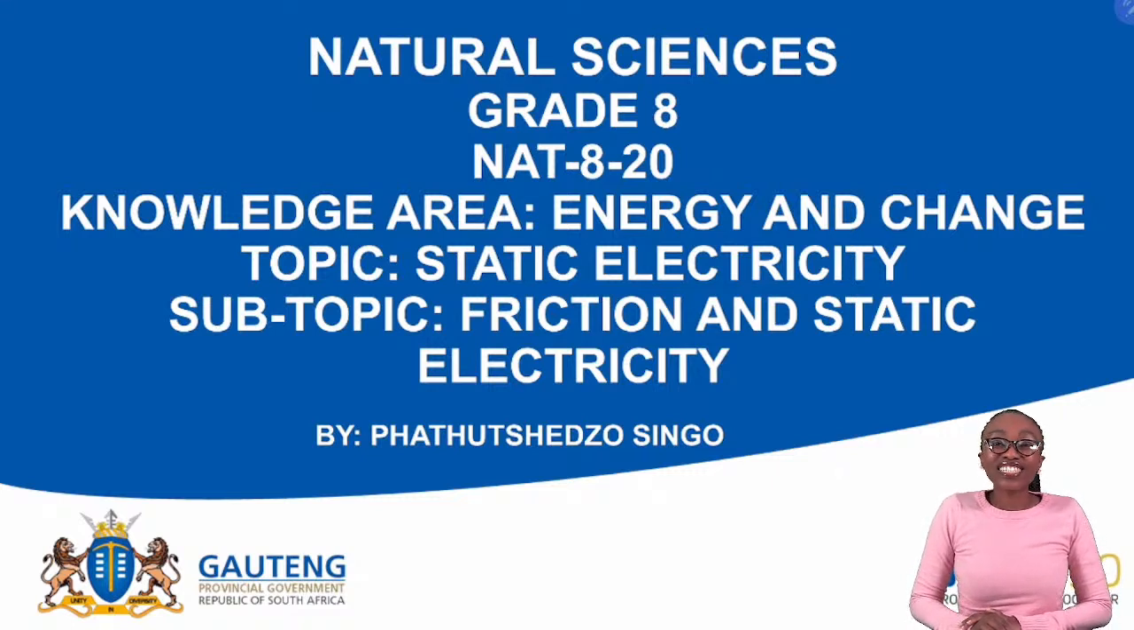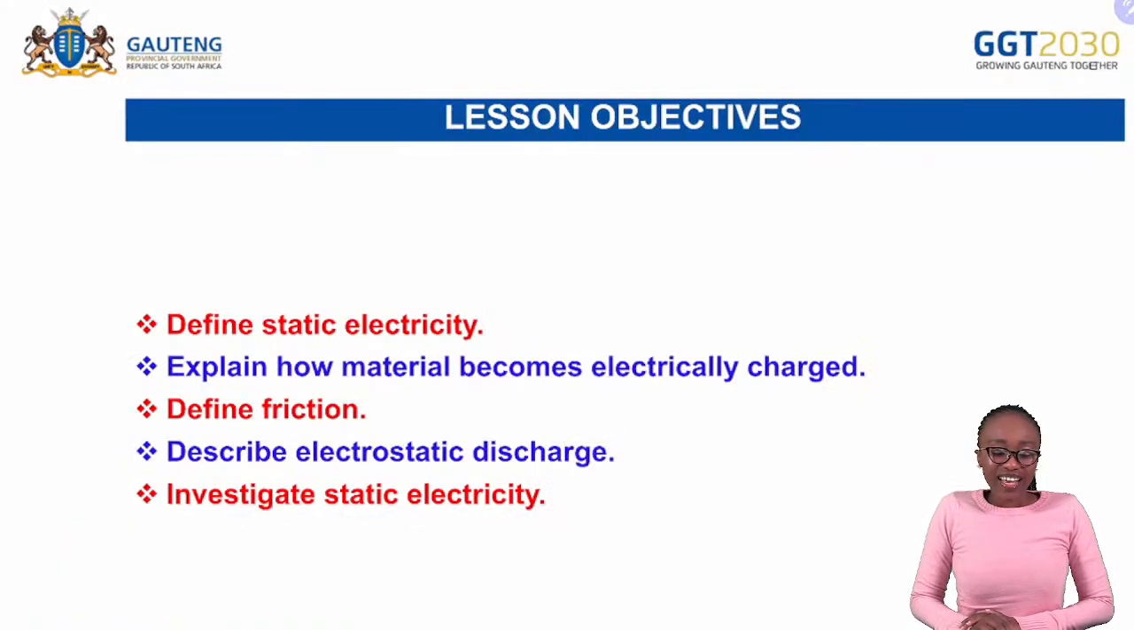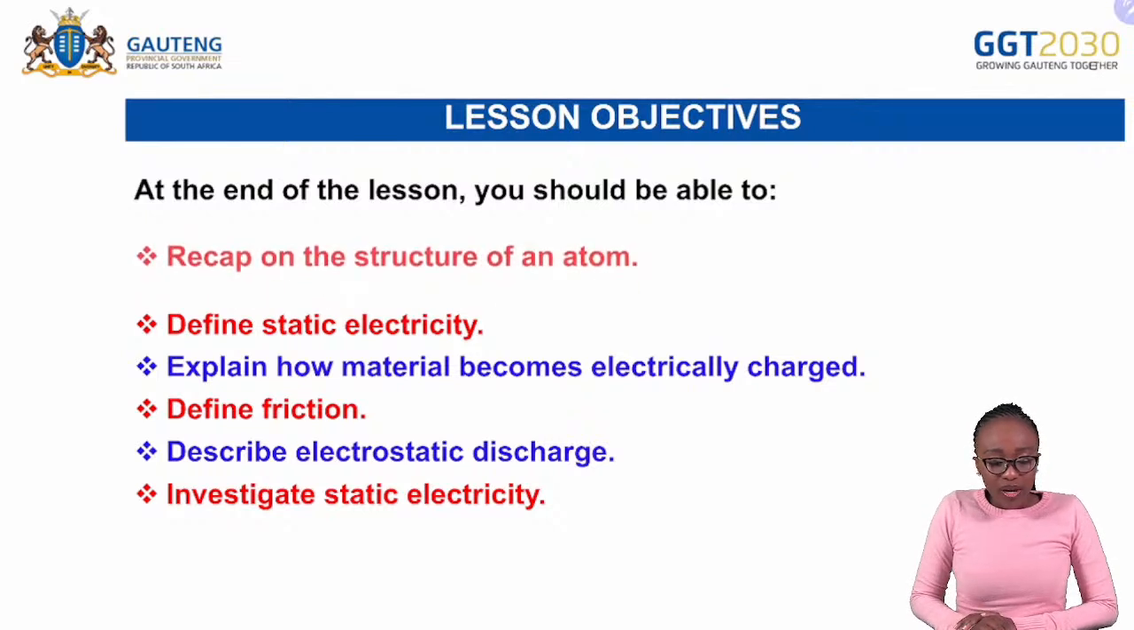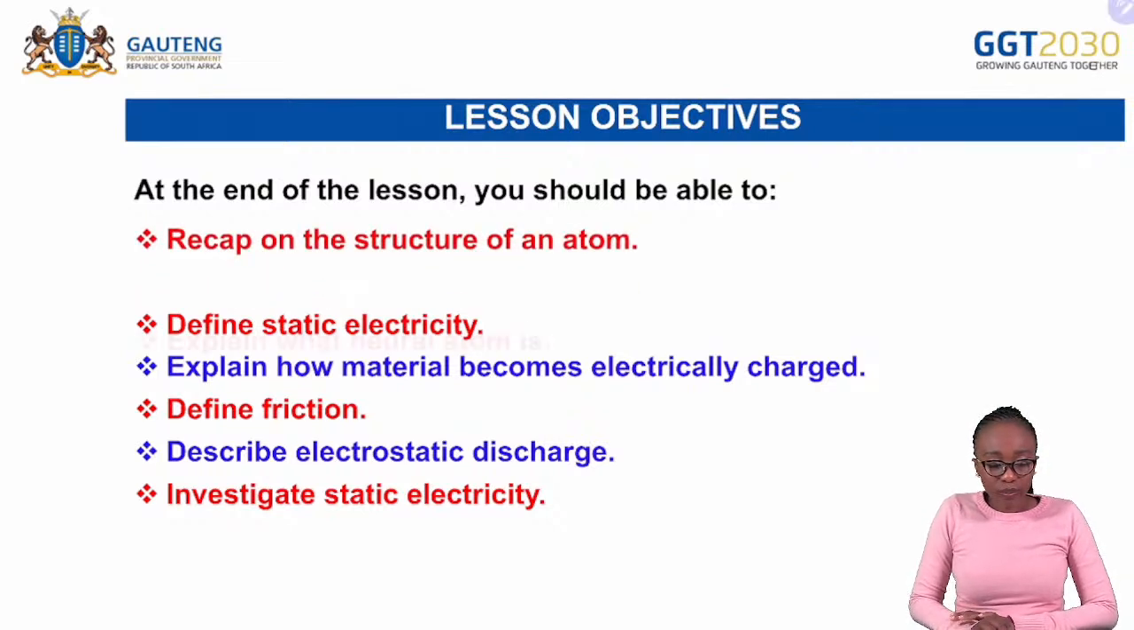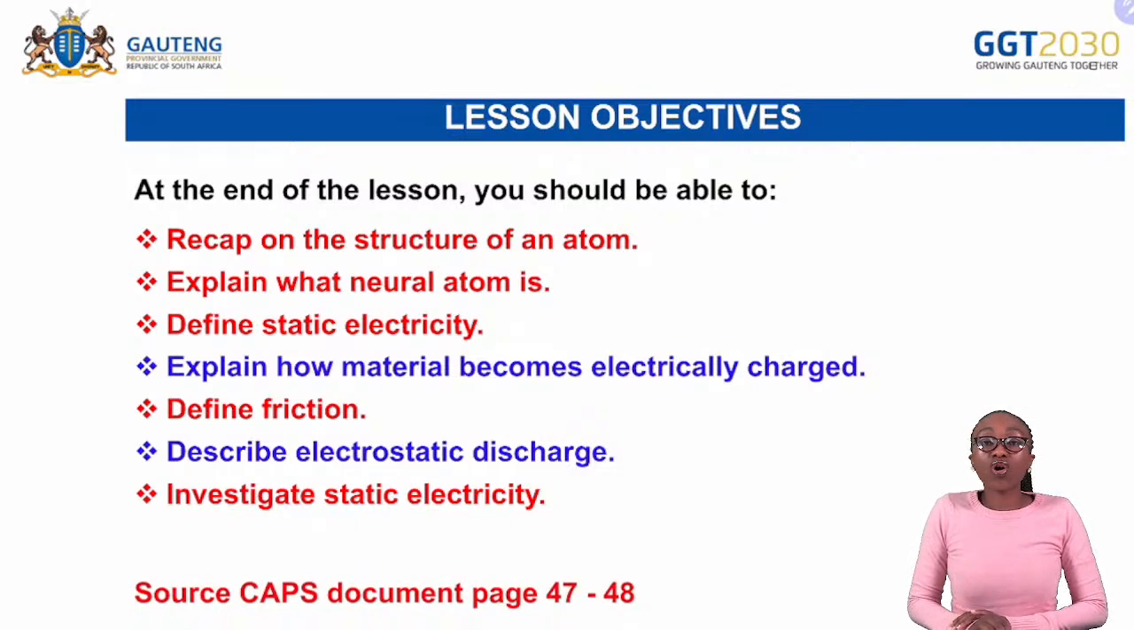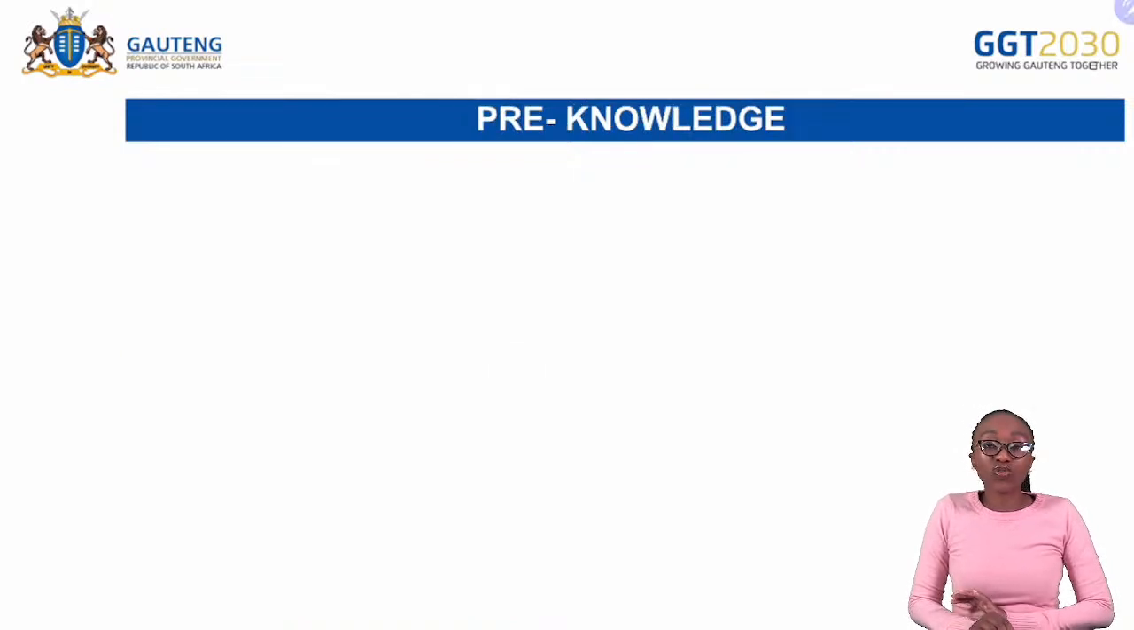Let's look at today's lesson objectives. By the end of today's lesson, you should be able to recap on the structure of an atom, explain what a neutral atom is, and define static electricity. Explain how a material becomes electrically charged. Define friction. Describe electrostatic discharge, and investigate static electricity. All of this is on your CAPS document on page 47 to 48.